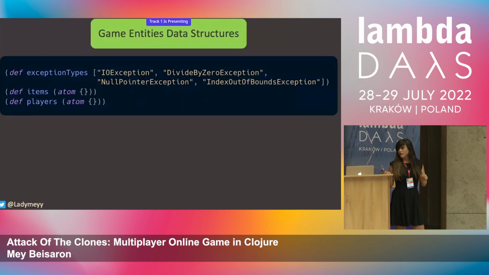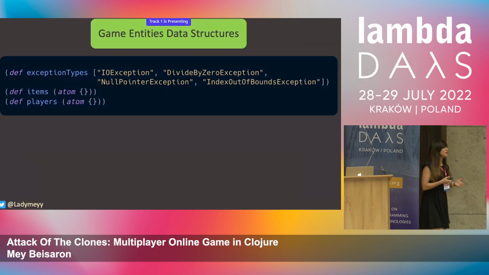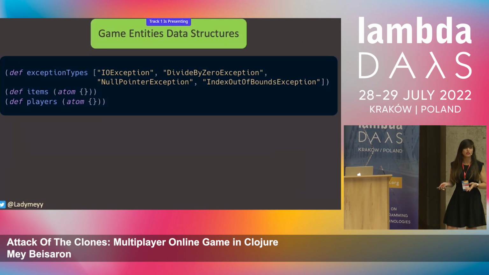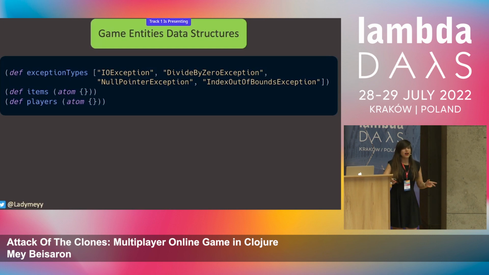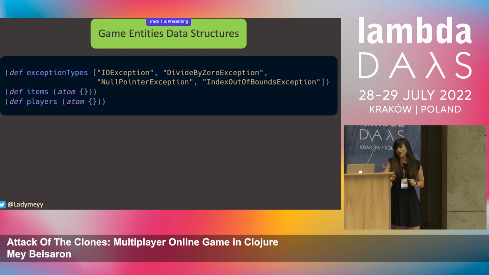Okay, so let's take a look at the data structures in Clojure. First of all, we have the different exception types. It's just a collection of strings, which then later I randomly choose one of them in order to determine the exception type of the player or an exception type of an item. Then the next thing that we have is two atoms where I define the items that are collectible, and then also the players.